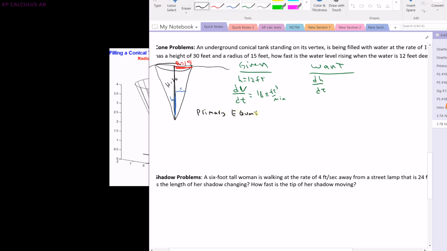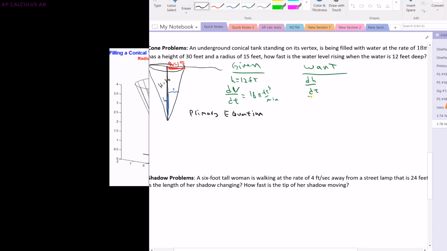Primary equation is the one that is going to give us this. So in this case, the primary equation, we have a volume and we want the height. So the primary equation is going to be the volume of a cone, which is 1/3 pi r squared times h. Notice how there are three variables, V, r squared, and h.